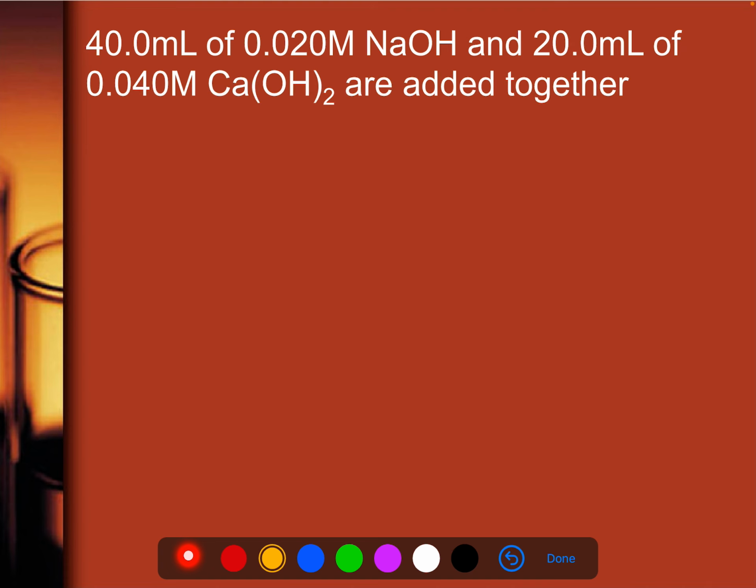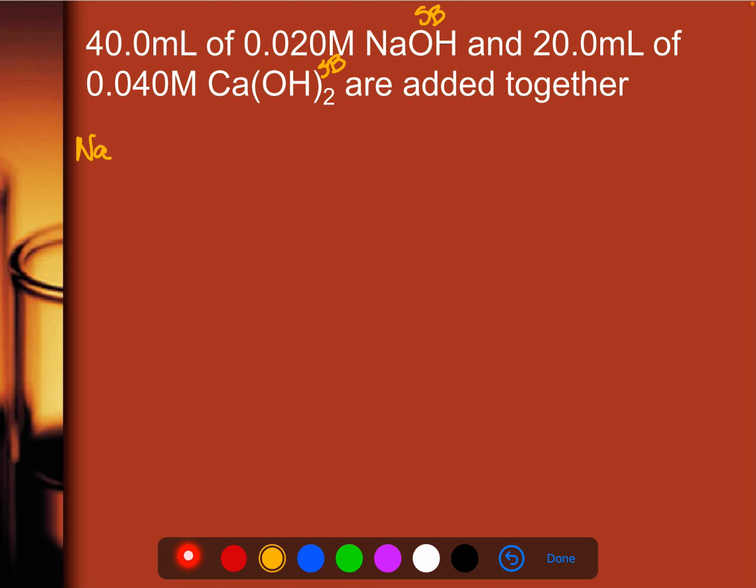Here we have 40 milliliters of a 0.020 molar sodium hydroxide and 20 milliliters of a 0.040 molar calcium hydroxide that are added together. Remember, sodium hydroxide is a strong base. Calcium hydroxide is also one of your strong bases. These are the same type of substance. They're both bases, so they are going to add together. We said whenever we're using similar substances, we have to find moles for each.